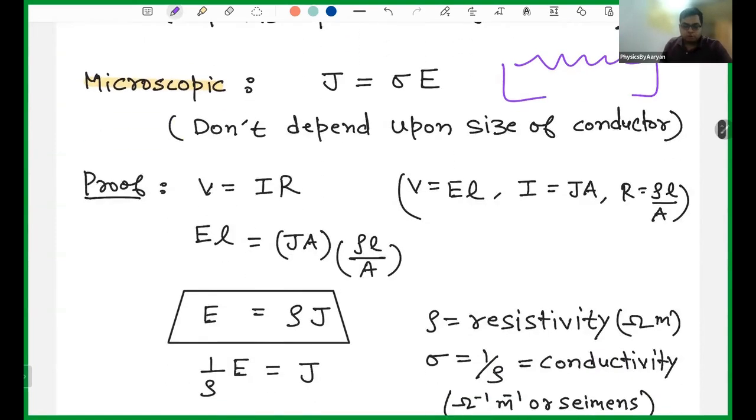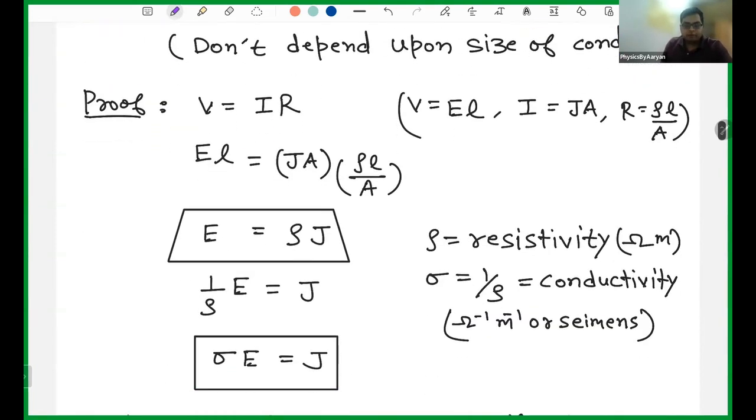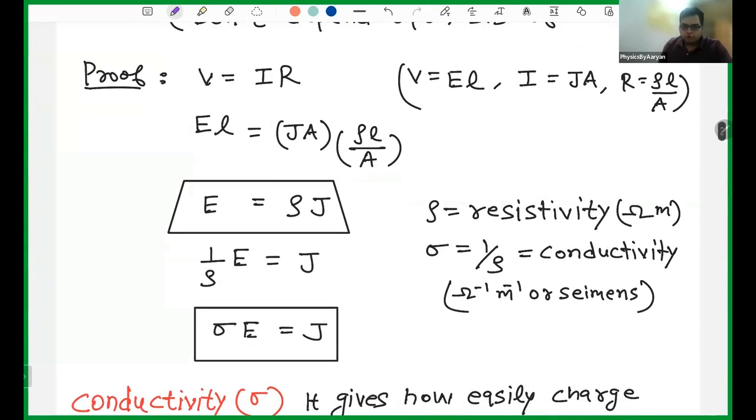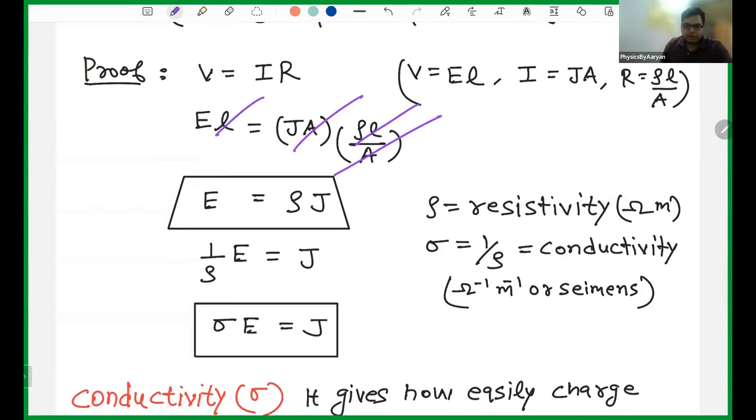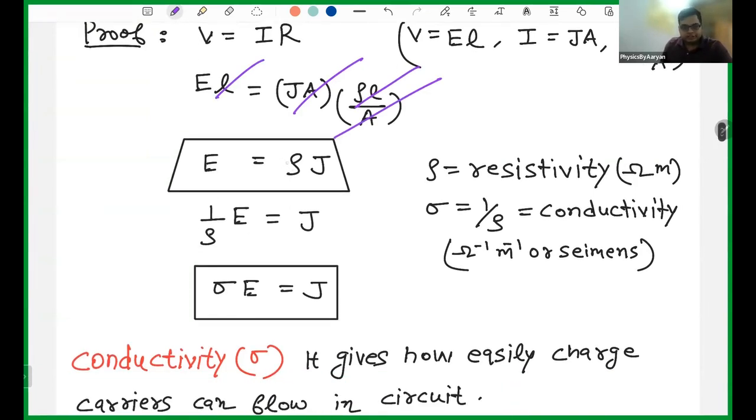How do we come from here to here? Very simple. You use the formula V equals IR, and voltage I just told you is electric field into length, EL. Current is J into A, because J is current per unit area. And what is resistance? I hope from basic electronics you know that resistance is given by rho L by A, where rho is the resistivity, L is the length, and A is the area. If I put all of these things in, the area will cancel out, and the length will cancel out. I will get E equals rho J. Rho is the resistivity, and the unit of resistivity is ohm meter.